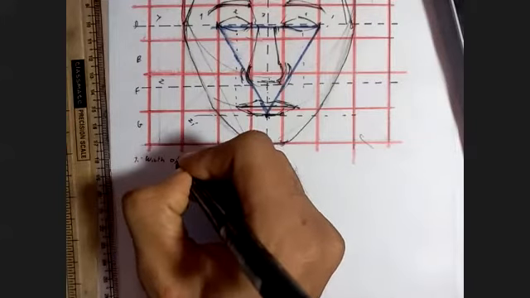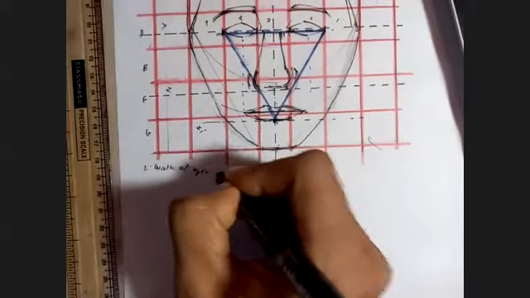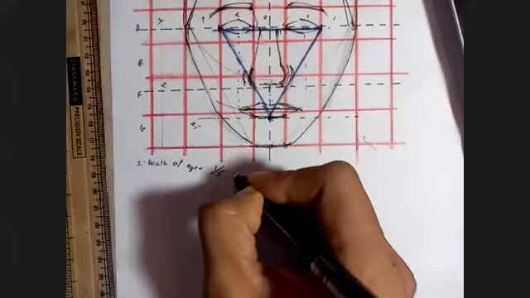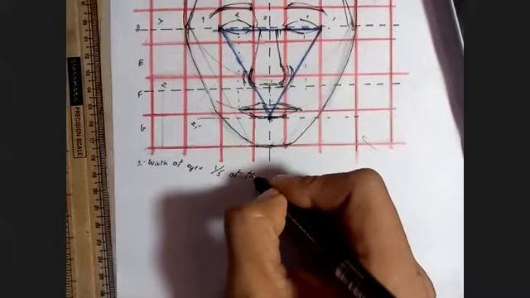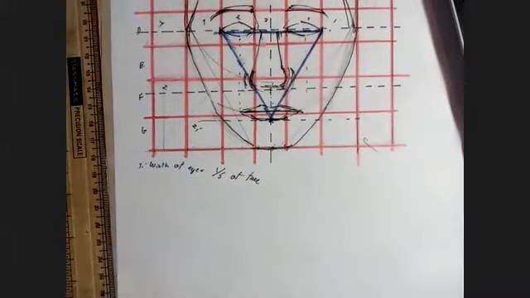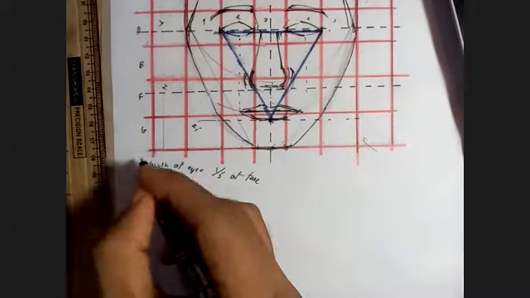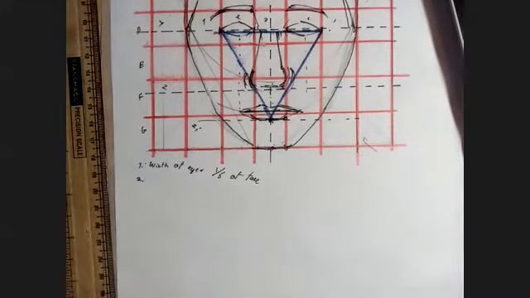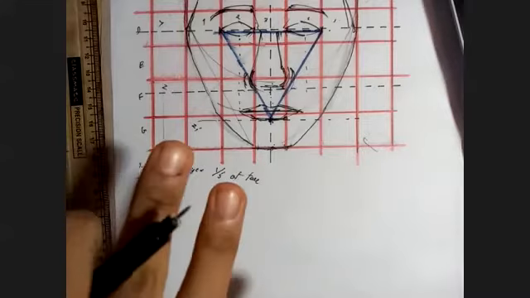Width of one eye equals 1/5 of the face. Number one. Number two. I want to know, did you all know this?